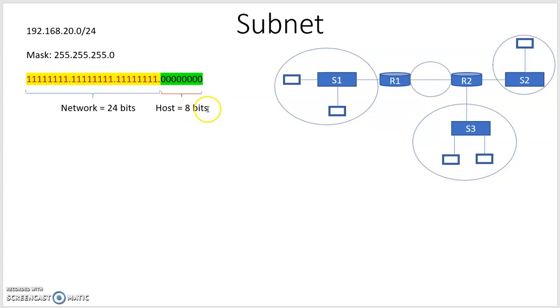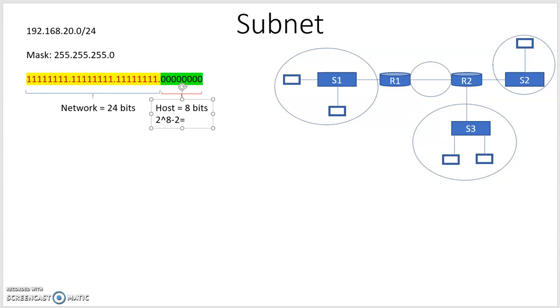So if we convert into the number of usable IP addresses, then it will be 2 to the power n. So let's say n equal to 8, so 2 to the power 8 minus 2. That will give me the total number of usable IP addresses.